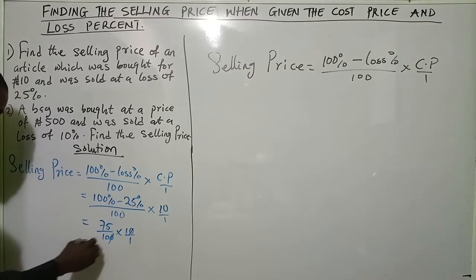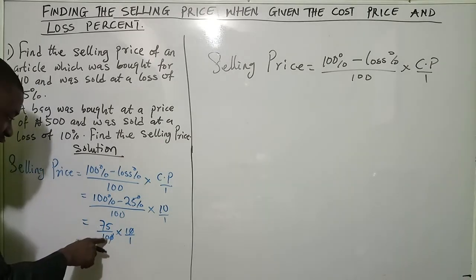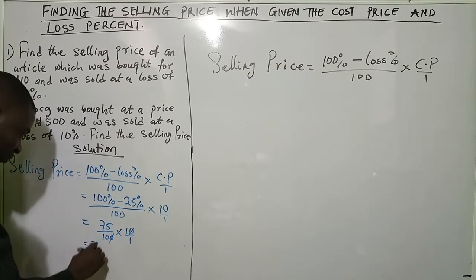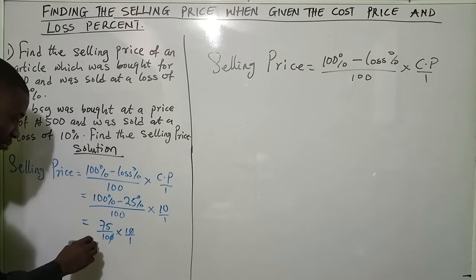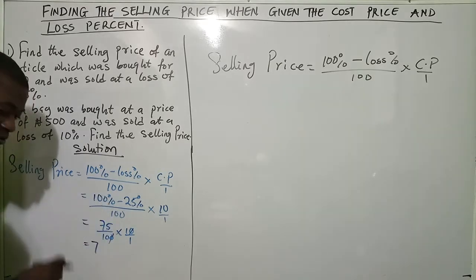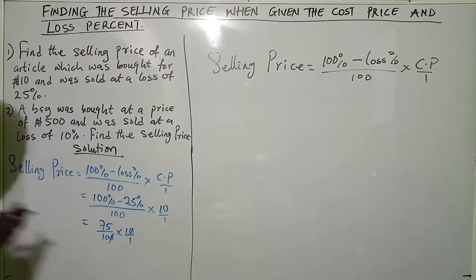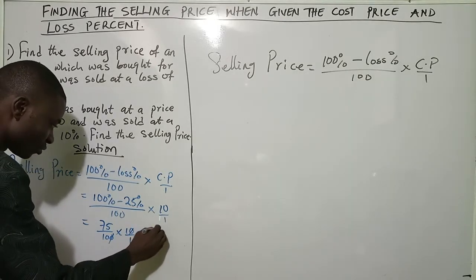0 cancels 0. So we have 75 over 10. How many 10s do I have in 75? That is 7. Let me bring it out so that we understand clearly. I want to remind us of something. So this is 75 over 10.